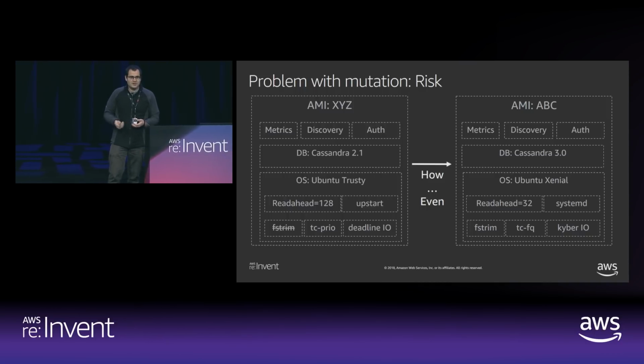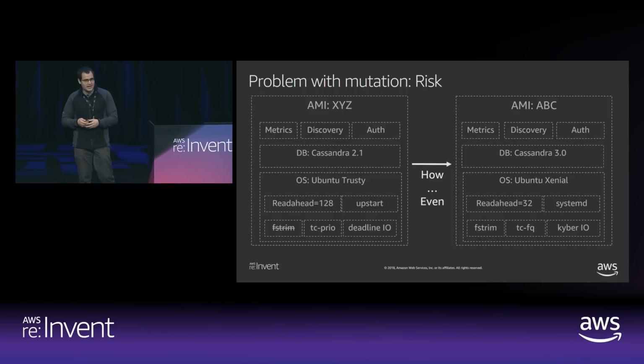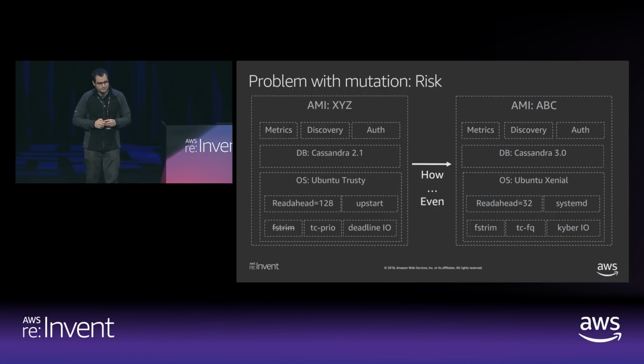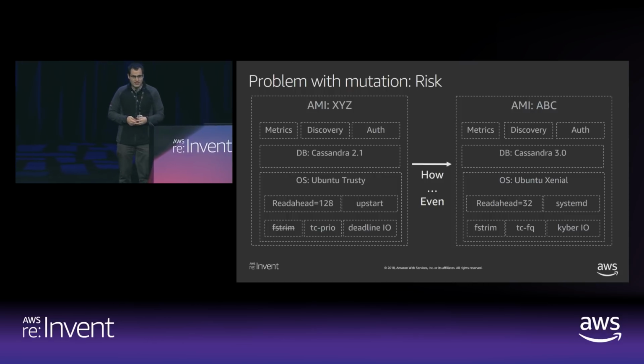So I like to say, how even do we do this? Each one of these mutations is kind of special-cased. In one case, we're going to do a sysctl command. In one case, we're going to bring down the database, wait a little bit, bring it back up. In another case, we're maybe going to uninstall a Debian package and reinstall it. For something like Upstart to systemd, how do you even do that live without removing the instance?